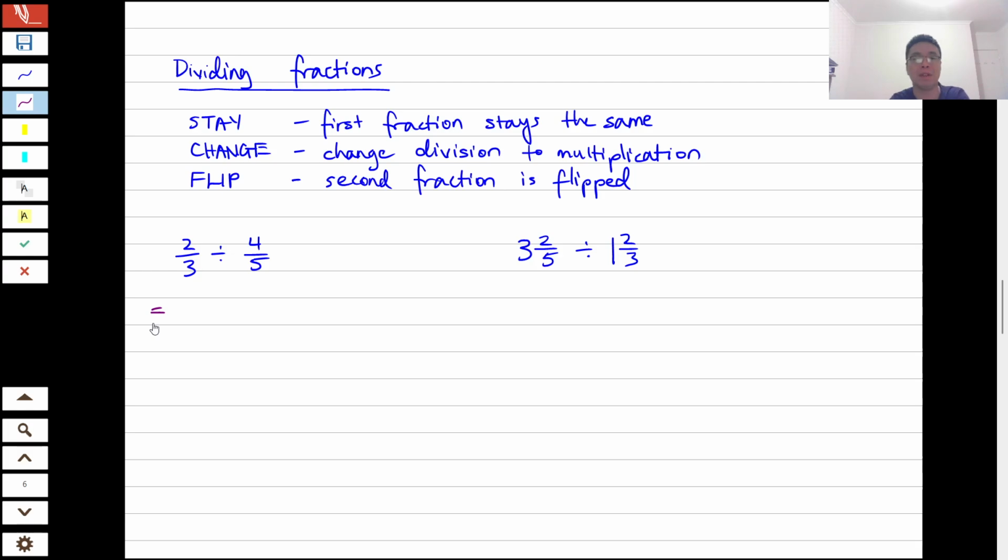So I'll just do a couple of examples of this. So we'll begin with 2/3 divided by 4/5. Let's go through the list. First, the fraction on the left is going to stay the same. Second, the division symbol is going to change to a multiplication symbol. Finally, the fraction on the right is going to be flipped, upside down.